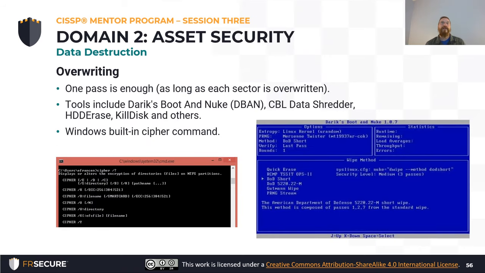We'll say realistically, overwriting, one pass is enough. They've said, oh, well, we were able to recover some stuff in a lab, it was like a fraction of some file in a lab, and then you're going to be fine. Some tools, listed there. Windows built-in cipher command is a really nice free tool. Realistically, overwriting it once is more than enough. You don't need to do 20 rounds to overwrite it. Once, you've done your due diligence at that point.